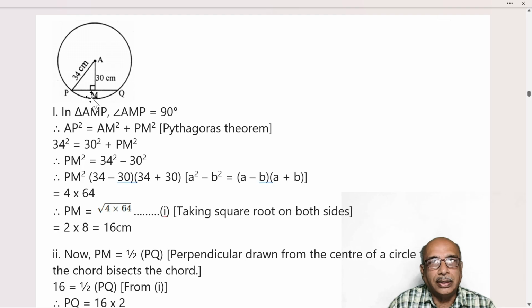Again the method remains the same. We have to find out PM and then PQ equals twice PM. So in triangle AMP, angle M equals 90 degrees. Apply Pythagoras theorem and after simplifying, you will calculate PM equals root of 4 into 64. You can simplify like that also. 4 into 64 and then find the square root, it will be 16. Here one method is given, you can solve by any method.